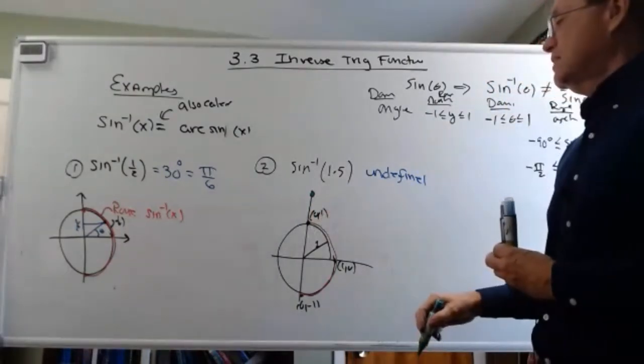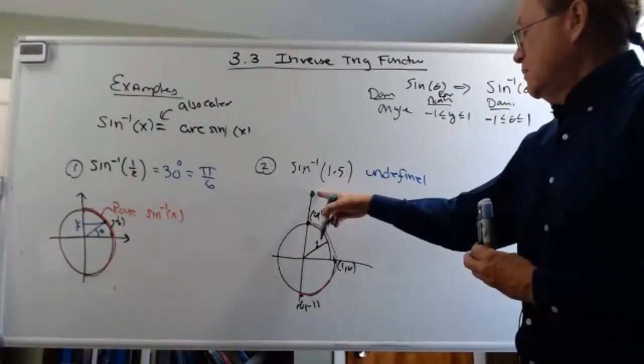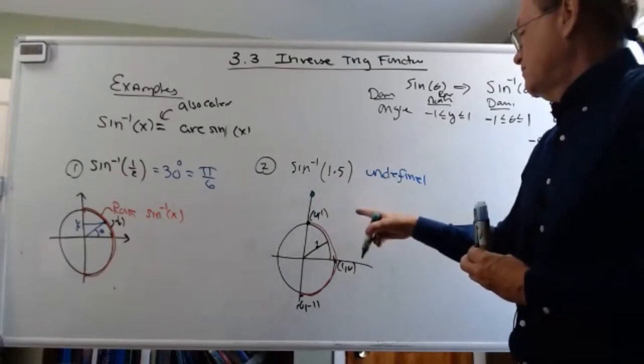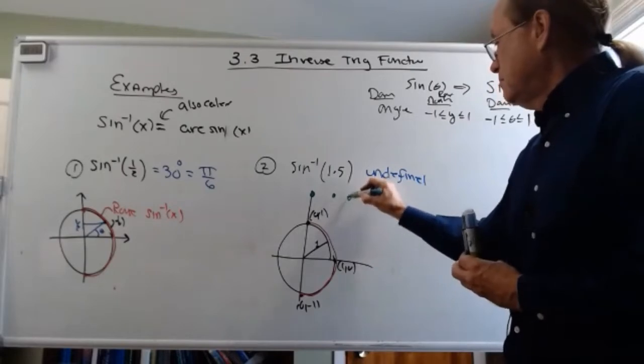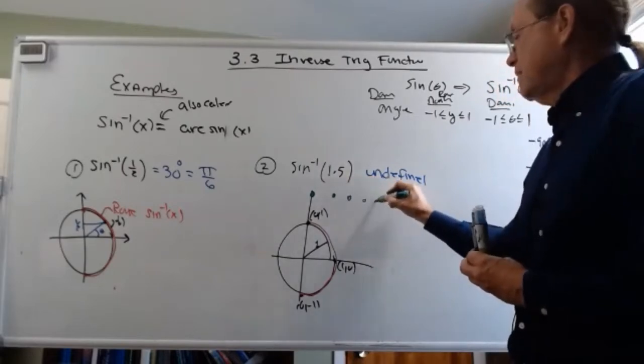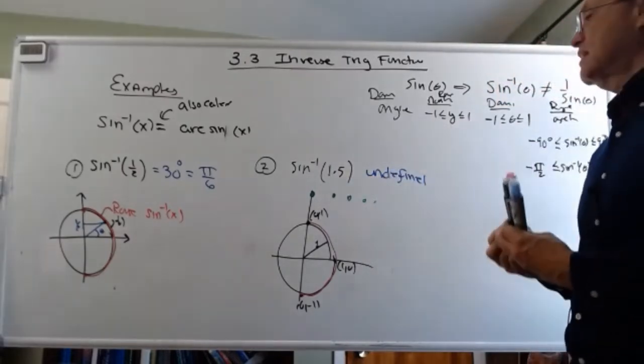That's outside of it, so there is no angle associated with that. No angle is associated with that, because it could be here. We're just going out a distance of 1.5. My y coordinate is 1.5. It could be here. It could be there. Just my height is 1.5. It's not going to give me anything that makes sense.